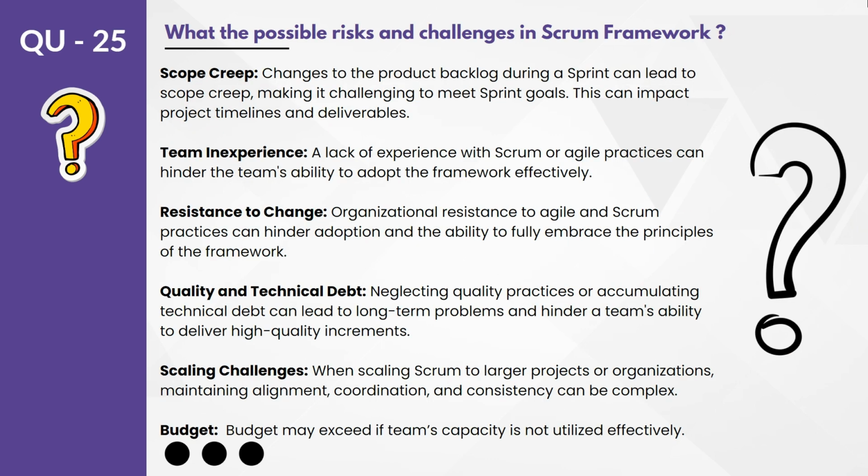Now let's go to the next question. What are the possible risks and challenges in the Scrum framework? You see, scope creep is very easy. When you have a product backlog and in sprint planning you identify a certain set of stories for a sprint, you start the sprint work and the sprint development starts.